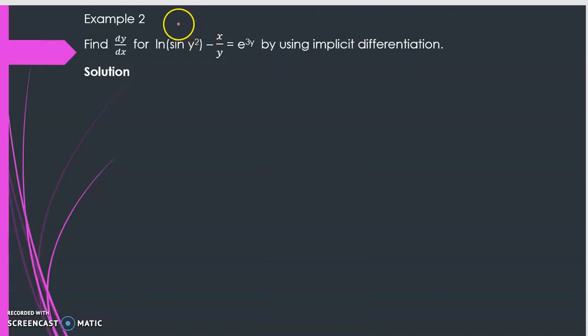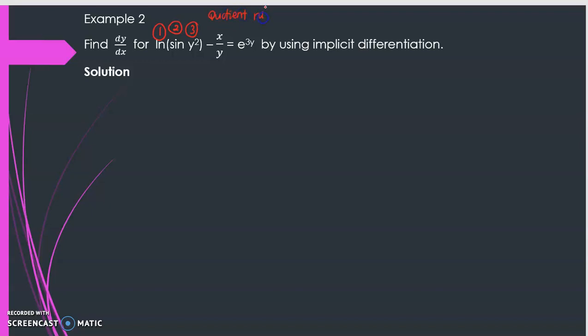So now we look at example 2. Find dy/dx for ln(sin y²) − x/y = e^(3y) by using implicit differentiation. So again, for this, first I differentiate ln, second I will differentiate sine, third I will differentiate y². So when we come to the second part of this expression, you can see that this is x over y. So from here, we will apply the quotient rule.